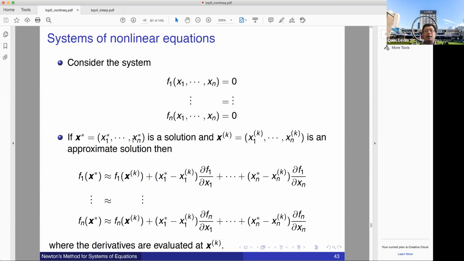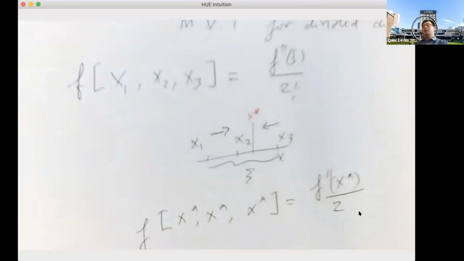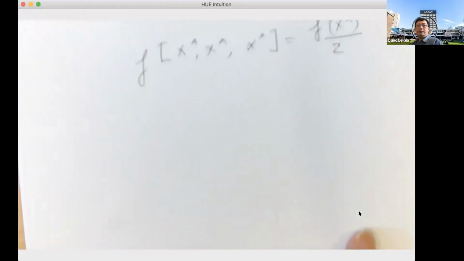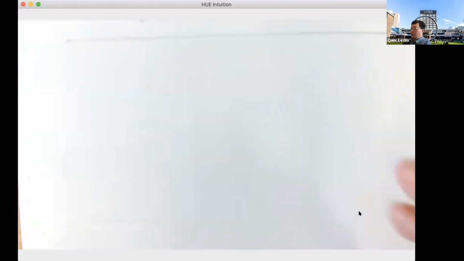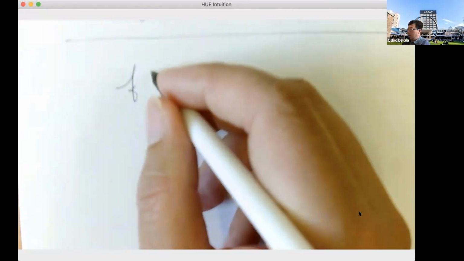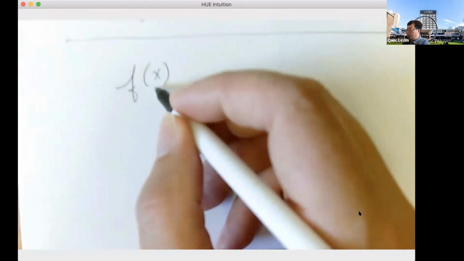We get zero, right? Because x star is a solution, yeah? So now let me write this out in matrix notation for you, yeah? So remember, this is the formula for the Taylor expansion in variables, yeah.